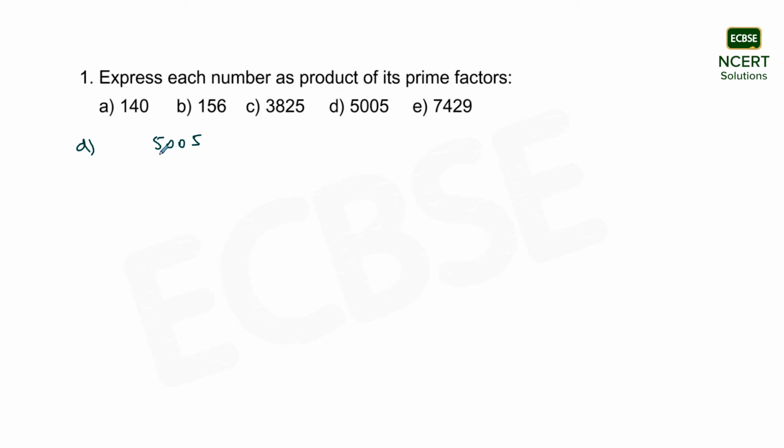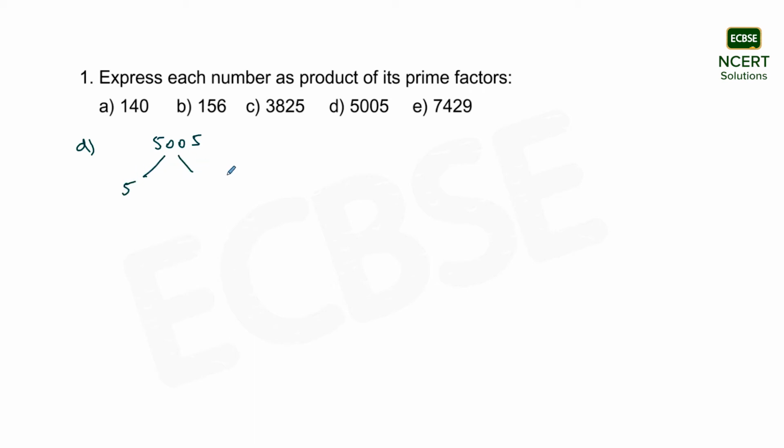Now if I look at this number, this is not an even number, so I cannot take a prime factor 2 out from this number. And the sum, that is 5 plus 0 plus 0 plus 5, is equal to 10. So this number will also not be divisible by the prime factor 3. But as this number has 5 in its unit place, I can easily take 5 out from this number.